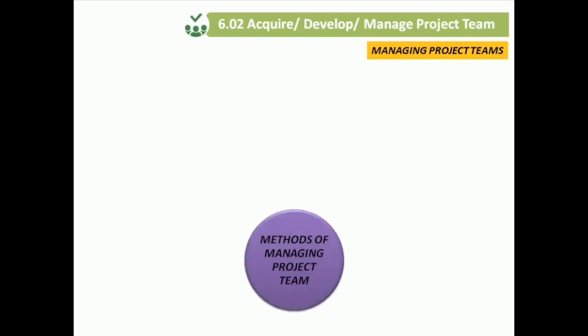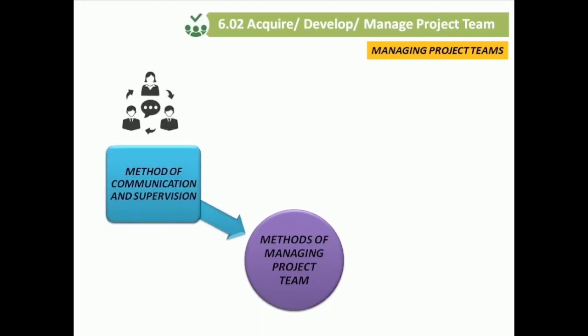Managing project teams. The process of managing project teams is an activity that allows tracking performance of team members using feedback, resolving strategies and operational issues, and managing changes for the purpose of optimizing project performance. Let's see some of the specific project team management methods and techniques. Method of communication and supervision.